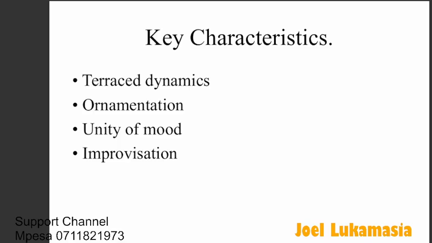Now, these are some of the main characteristics of the Baroque period. The first one is terraced dynamics, meaning going from very loud to very soft, or from very soft to very loud. Then we have ornamentation, the wide use of ornaments such as trills. Then you have unity of mood.